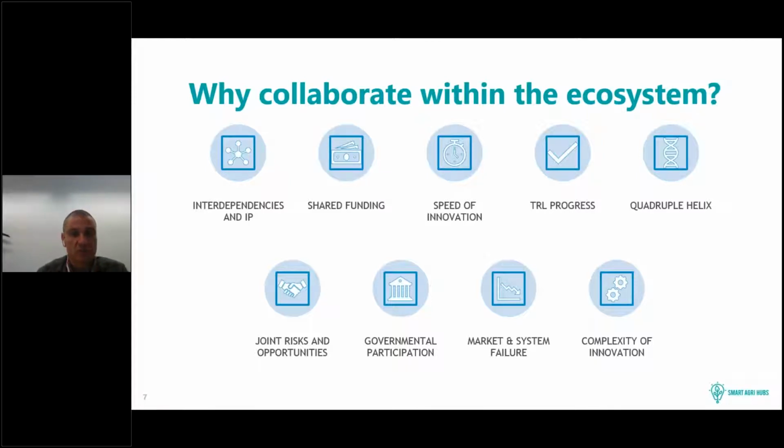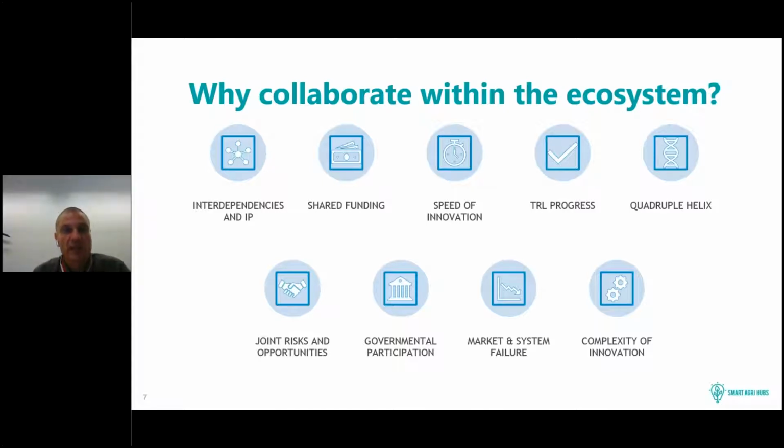Collaborating with the ecosystem is useful for managing interdependencies and IP. So when you are about to serve innovation, basically it is an integration of multiple technologies. It's an integration of what different parties have to offer, and you have to manage and understand these interdependencies, specifically when things are moving towards the farm. They have to be interoperable.